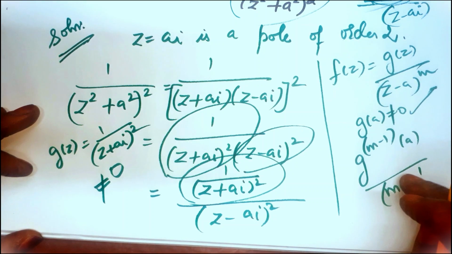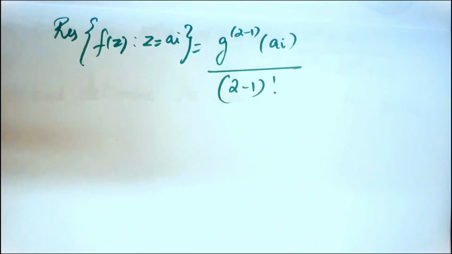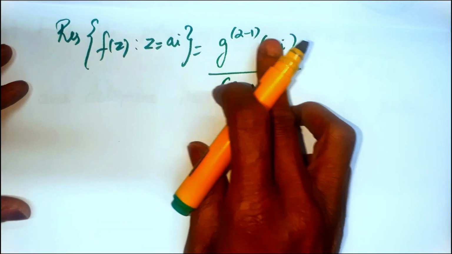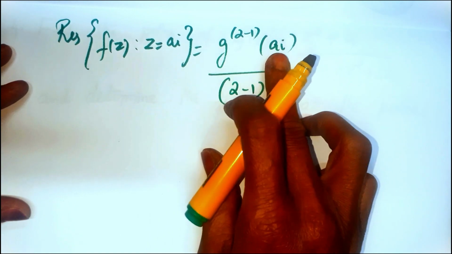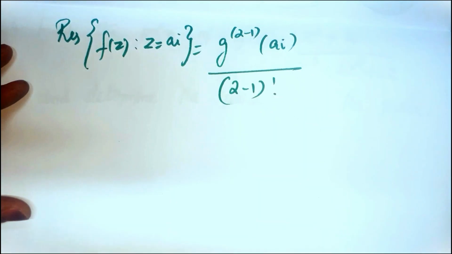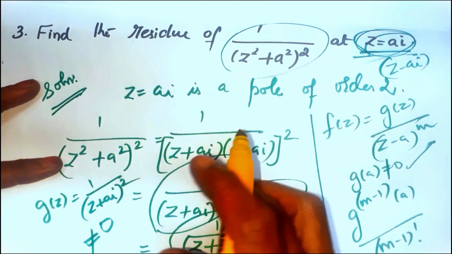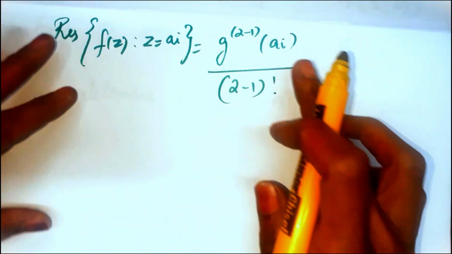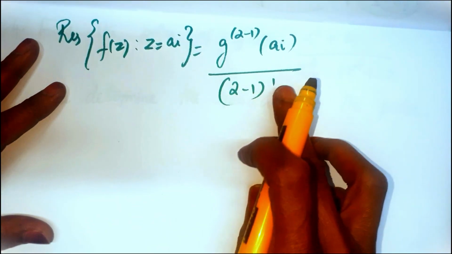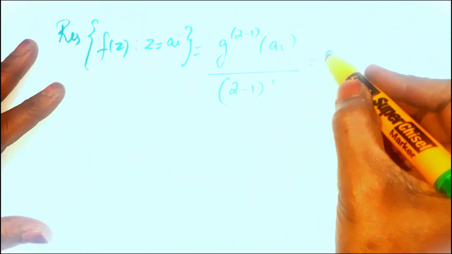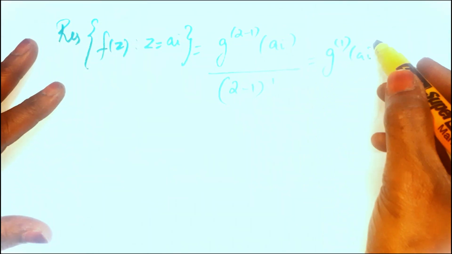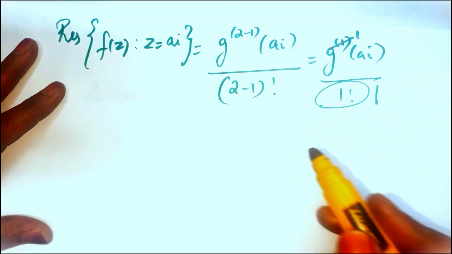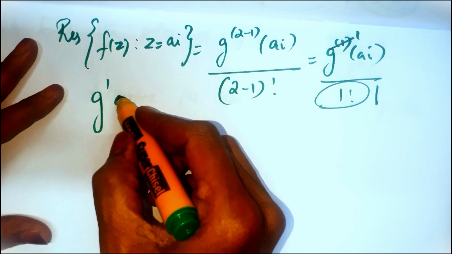So now we are going to apply this formula. The formula: residue of f of z at z equal to ai is g^(m-1) of the pole a. Here the pole is ai. Already we calculated that it is a pole of order 2, since it has power 2. So 2 minus 1, g^(1) of ai by (2 minus 1) factorial. 1 factorial is always 1. g^(1) means the first derivative, we have to calculate g dash of ai.